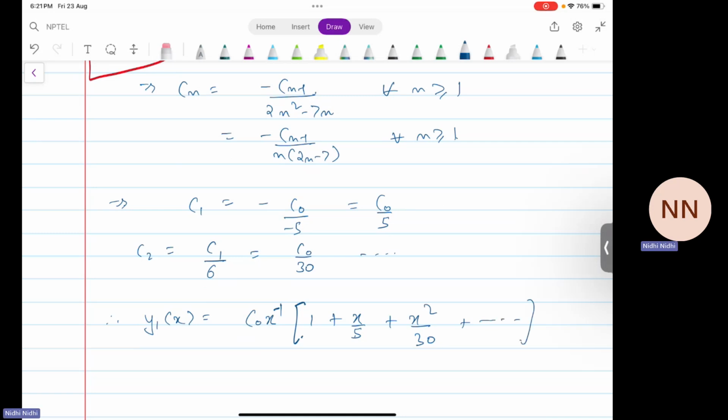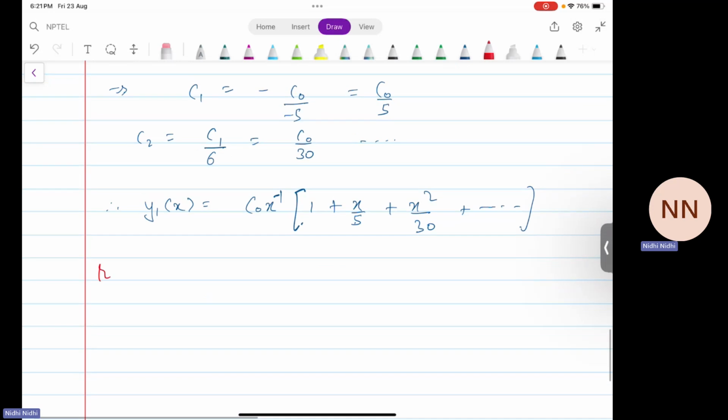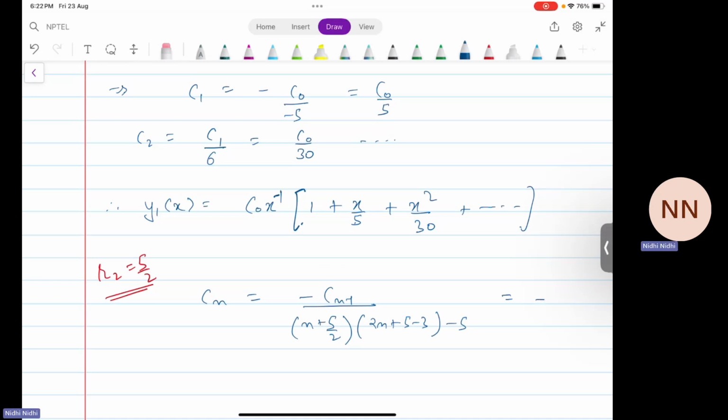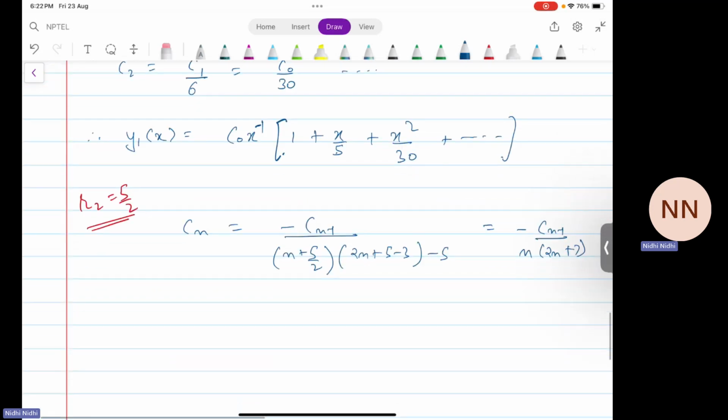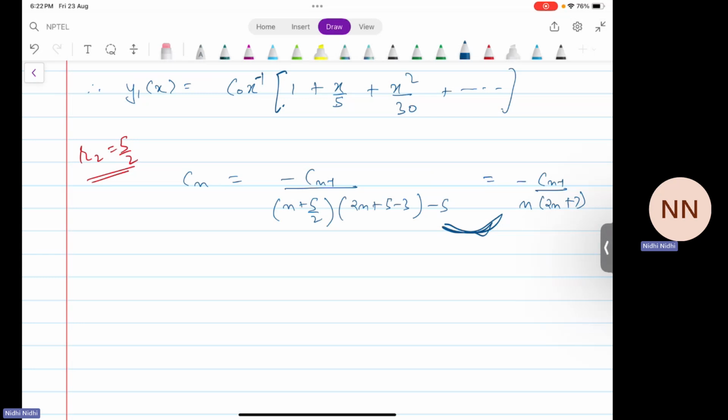Now we'll see what happens for r equals minus 1. In this case, our Cn would be minus Cn minus 1 by (n plus minus 1)(2n minus 5 minus 3) minus 5, which is minus Cn minus 1 by n(2n minus 7). This is just basic calculation. One can easily see the in-between steps.